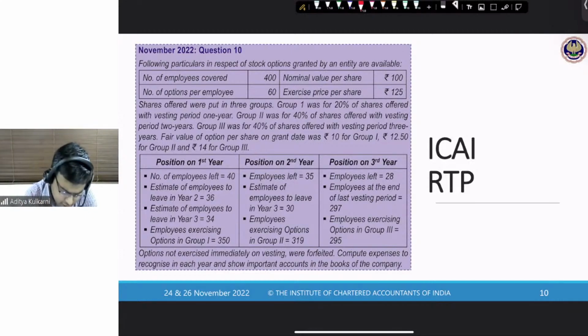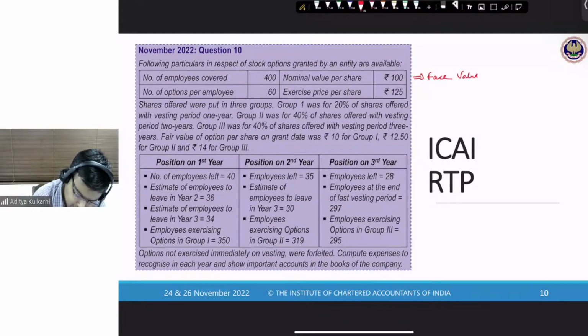Okay, the following particulars in respect of stock options granted by an entity are available. Number of employees covered is 400. Number of options per employee is 60. Nominal value per share is 100 and exercise price per share is 125. Nominal value is typically your face value.